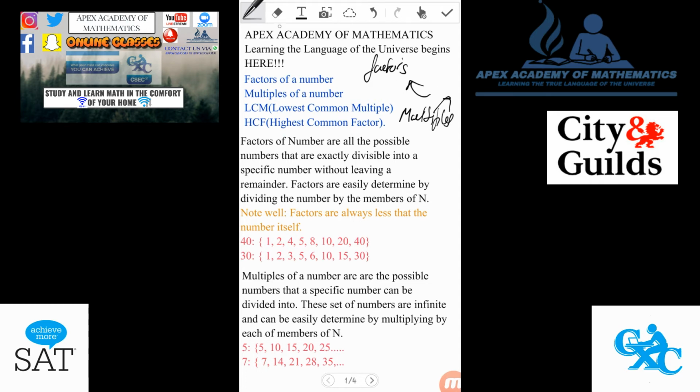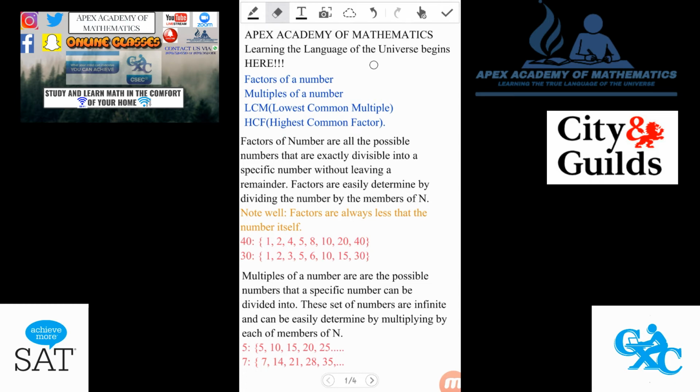It's really good that you have that idea. I hope that helps a little bit. So multiples are the possible numbers that a specific number can divide into. Now this set of numbers, as we see here, is infinite and can be easily determined by multiplying each of the members by n. N, of course, we know are natural numbers, so clearly if I want to find the multiples of any number, I just take that number and multiply it by each of the natural numbers.